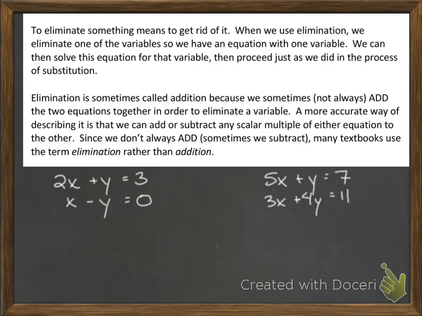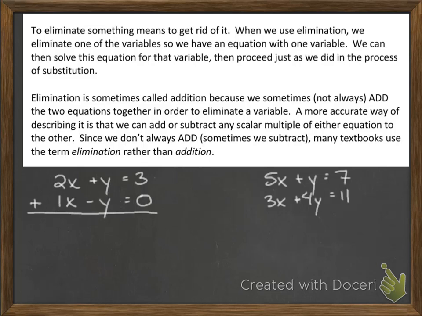A more accurate way of describing it is that we can add or subtract any scalar multiple of either equation to the other. Since we don't always add, sometimes we subtract, many textbooks use the term elimination rather than addition. Let me show you what I mean. In this first example, let's try adding these two equations together.